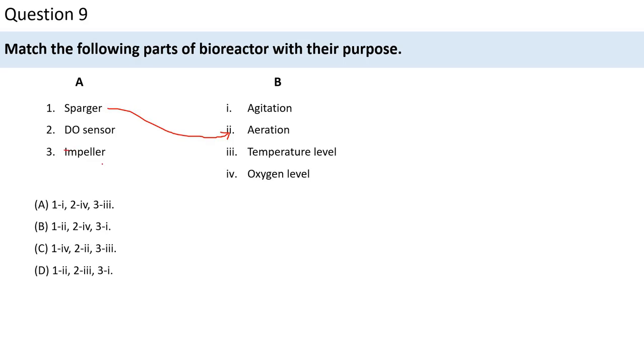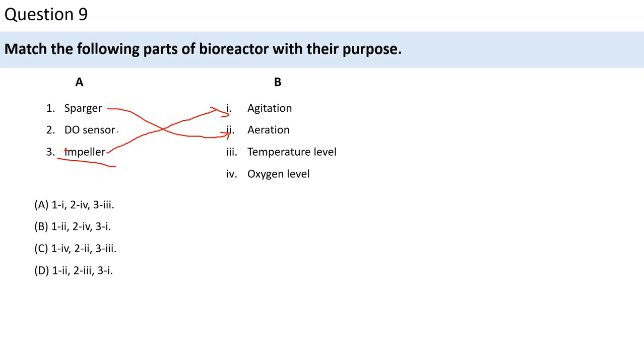And here we have already been given this impeller. Impeller is nothing but an agitator, right? If an agitator is not given, sparger can be given for both options. But the main purpose is aeration only. Agitation is the second purpose only in case of airlift bioreactors. So as the impeller is already given, agitation is the answer for that.